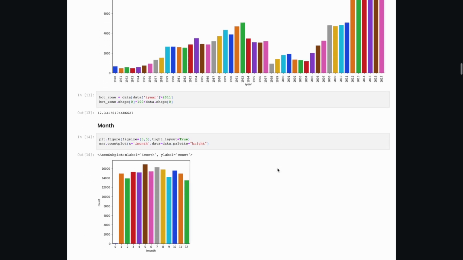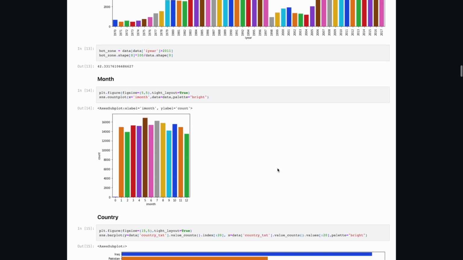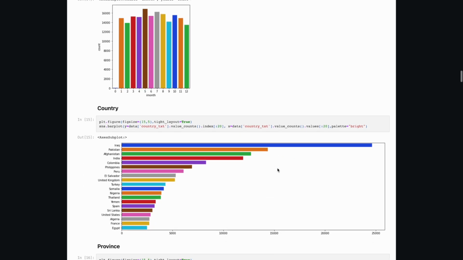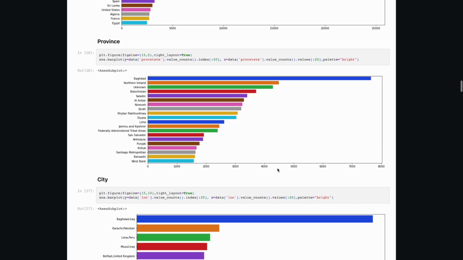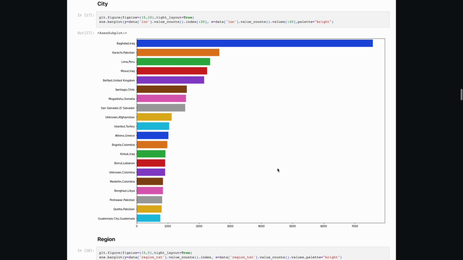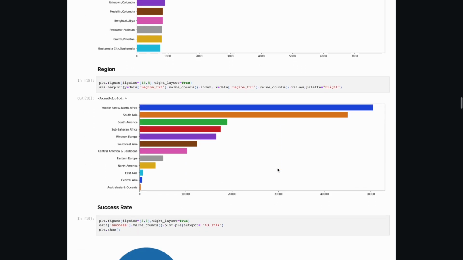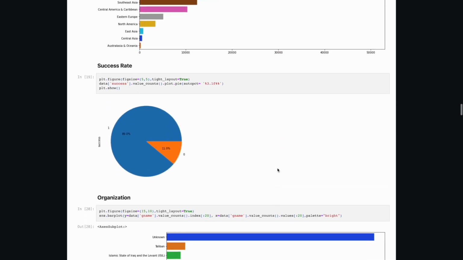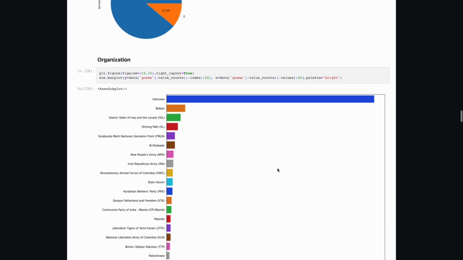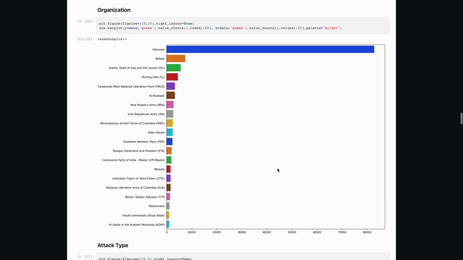Moving on, we'll be looking at terrorism attacks month wise, and then country wise, province wise, city wise, and region wise. After looking at all this, we'll be finding how many terrorism attacks were successful, and how many of these terrorism attacks were organized by which organization.